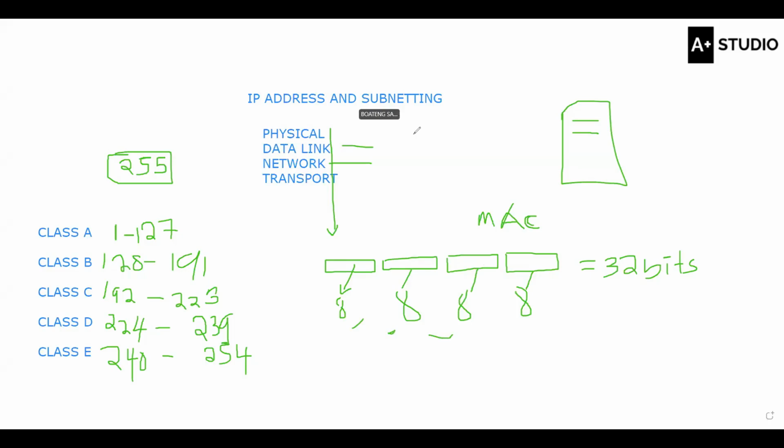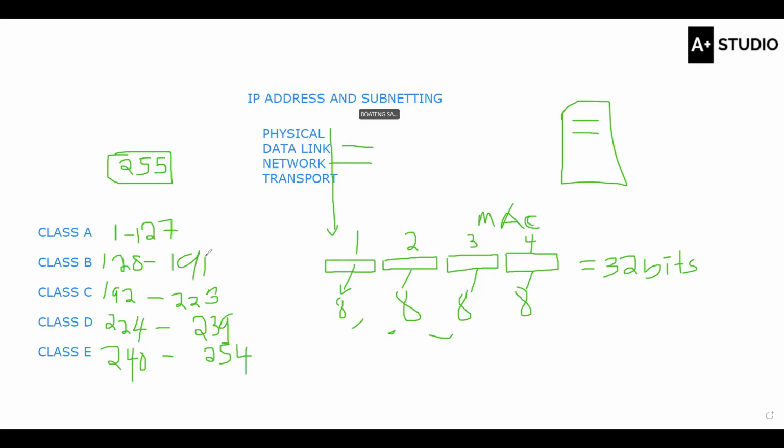IP version 4. The IP address, IP version 4, consists of 32 bits, which has 8 bits as an octet. First octet, second octet, third octet, and then the last octet.